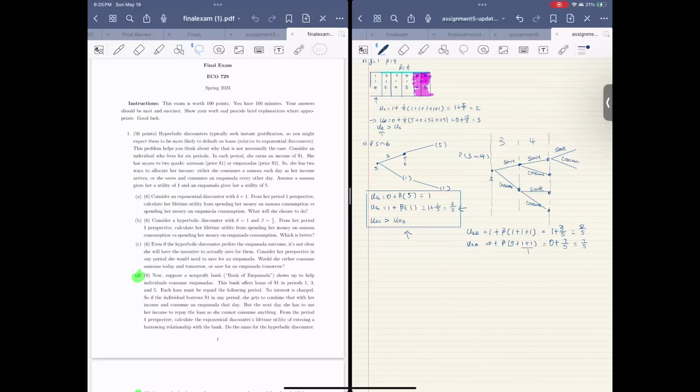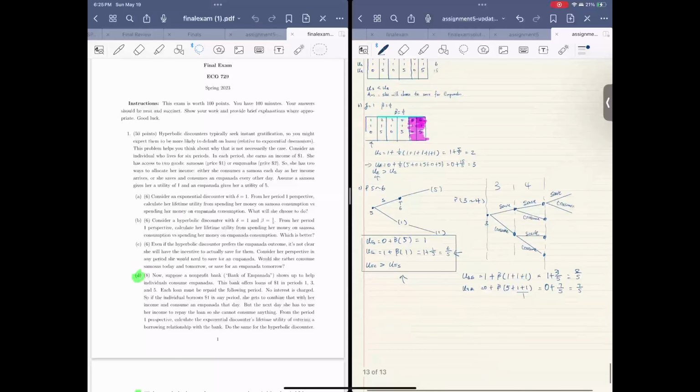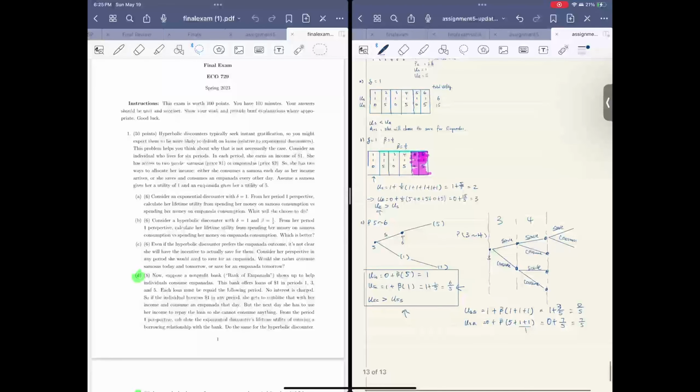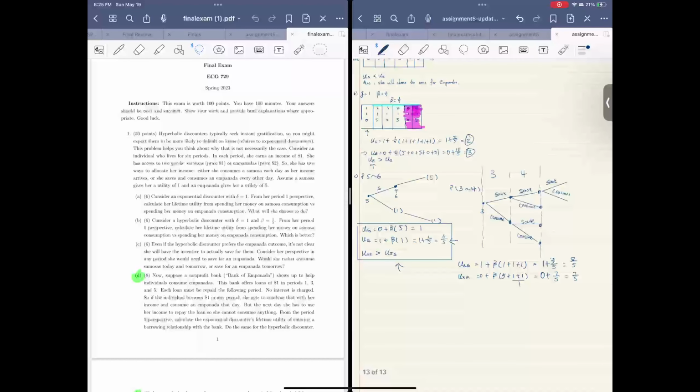Does that make sense? Even though in day 1 this person looks at overall utility and gains more from saving each period, which is 3 utility greater than 2 utility, right? So 3 is greater than 2. From period 1's perspective, you would definitely prefer to save periodically for empanada rather than just consume samosa right now.